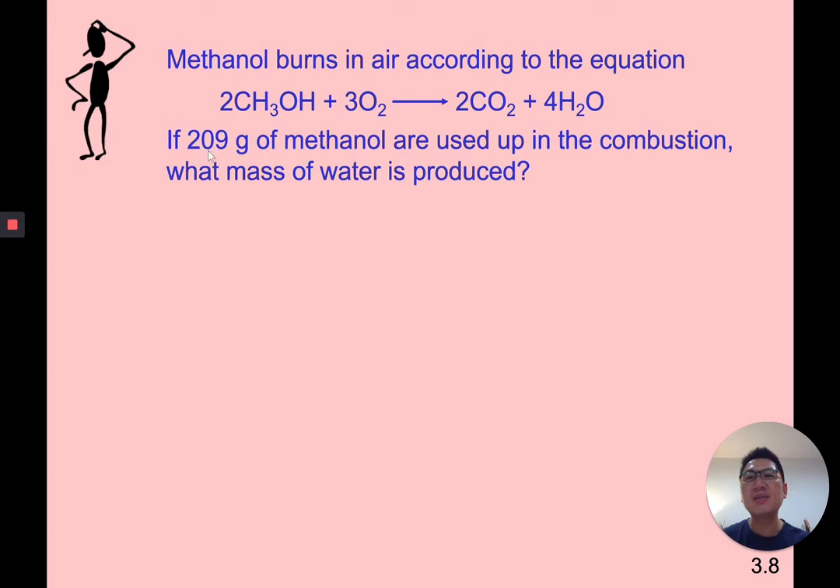The question says, if 209 grams of methanol are used up in this combustion reaction, what is the mass of water produced? So the question is, how much water, H2O obviously is water, is produced when you have 209 grams of methanol?